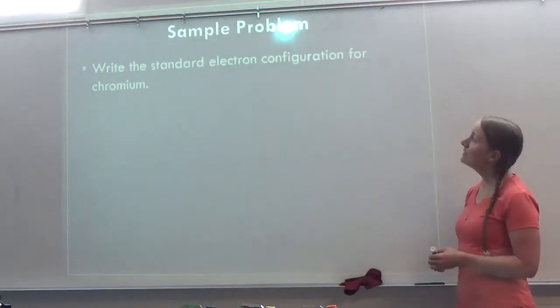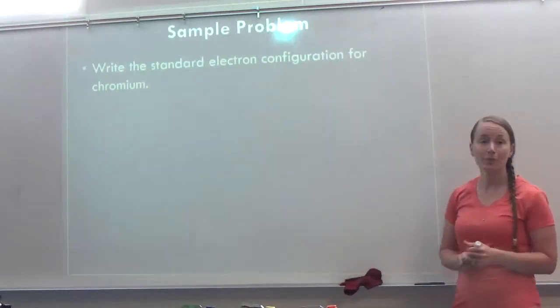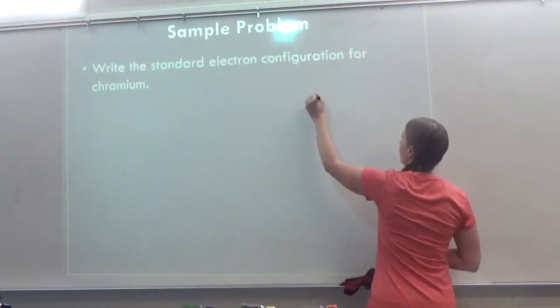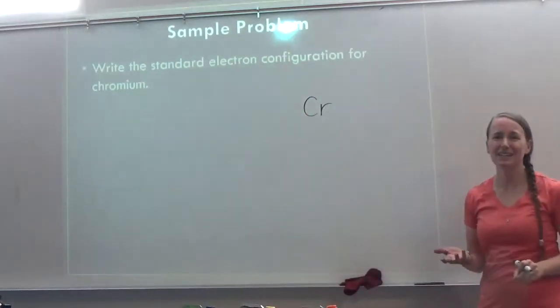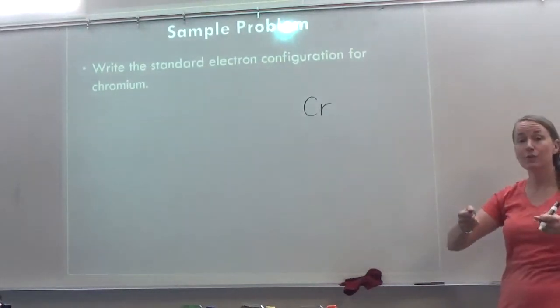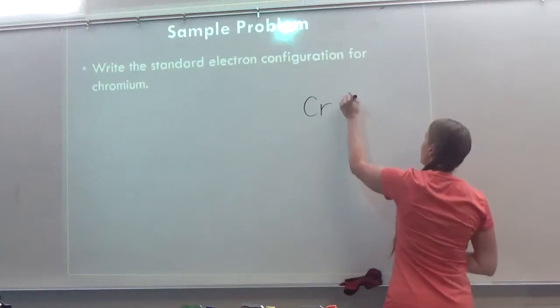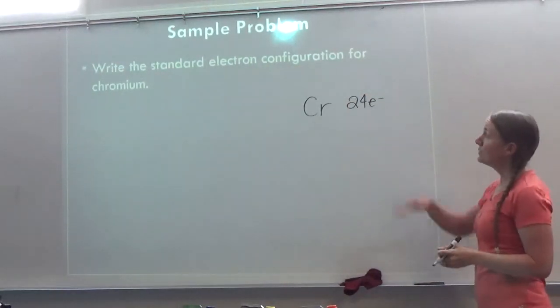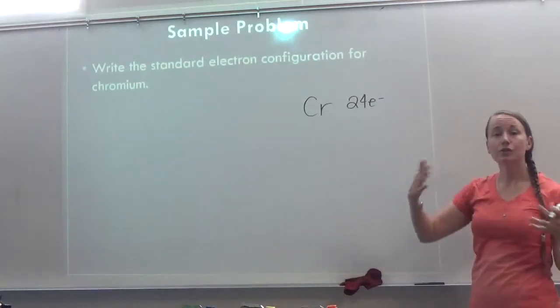All right, so it says write the standard electron configuration for chromium. So chromium is Cr on the periodic table. I'm not going to click back to my periodic table just because it's kind of far back in the PowerPoint, so hopefully you have yours to look at. And so Cr is element number 24. So it has 24 electrons. All right, so it says write the standard, so we're going to do the powers.